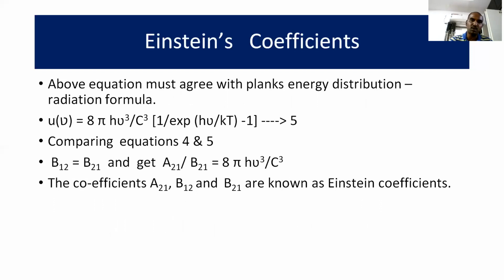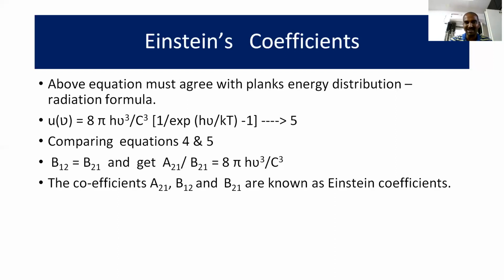That's why, by equating B12 equals B21, we compare the above equation with Planck's energy distribution radiation formula, which is U nu equals 8 pi h nu cube by c cube into 1 by exponential of h nu by kT minus 1. Comparing the two equations, one from Einstein's formula and the second from Planck's radiation law, we get A21 by B21 equals 8 pi h nu cube by c cube. The coefficients A21, B12 and B21 are known as Einstein's coefficients.